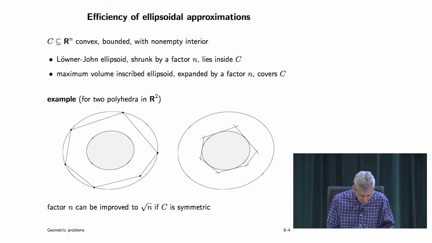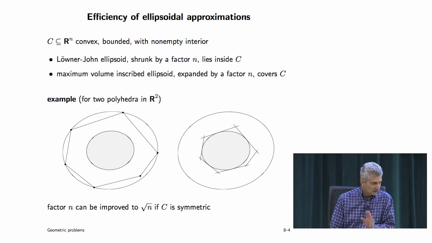So there's actually some very interesting things you can show about these ellipsoidal approximations. Let's take a convex, bounded set with non-empty interior. There's actually this basic efficiency. It says that if you take a set, here's a polyhedron given by its vertices, this is the Löwner-John ellipsoid, the minimum volume ellipsoid that covers it. If you take that Löwner-John ellipsoid and shrink it by a factor of n, that's the space dimension, about its center, that's guaranteed to be inside the set.